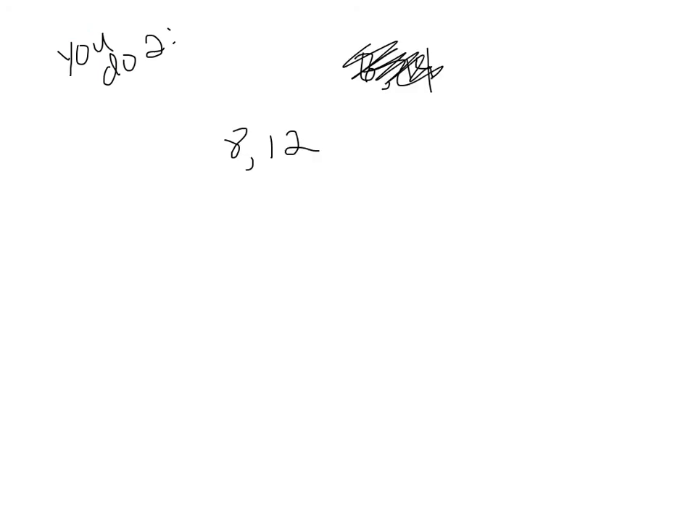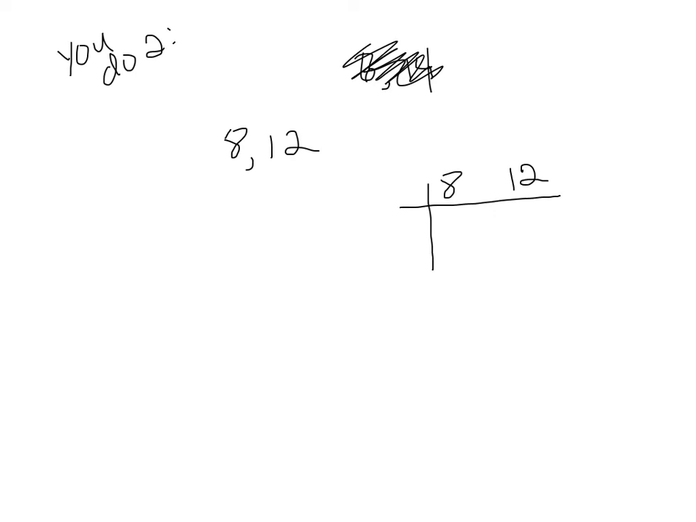I messed up. I'd wanted it to be 8 and 12. So you-do number 2 is find the LCM of 8 and 12. Go ahead and give it a shot. Push the pause button and push play when you're ready for me to take over. Alright, so the LCM of 8 and 12. I put them on the line.